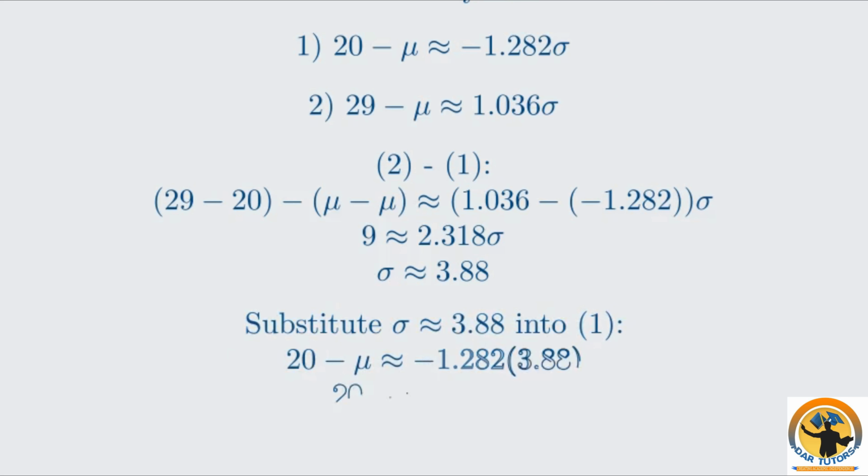Substituting sigma back into equation 1, we can find mu. 20 minus mu is approximately -4.97. This gives us a mean mu of approximately 24.97, which we can round to 25. By using z-scores, we successfully transformed a complex problem into a solvable system of equations.